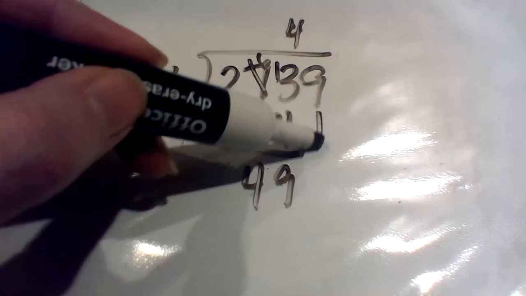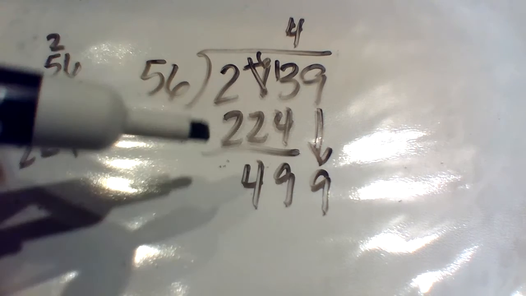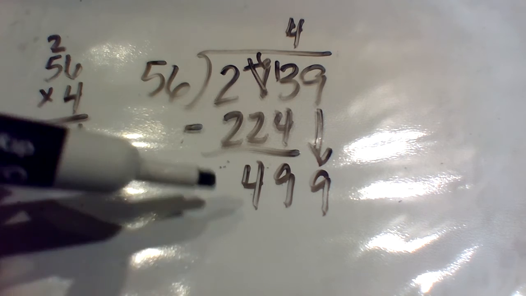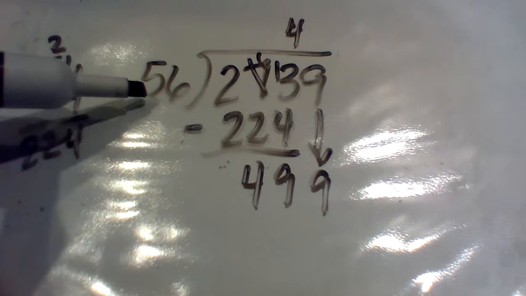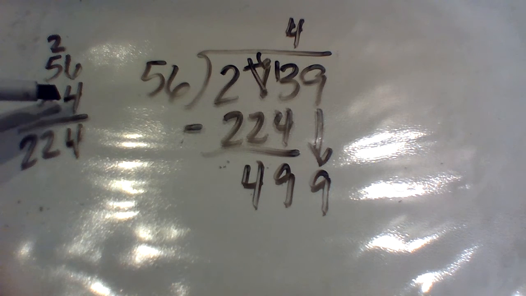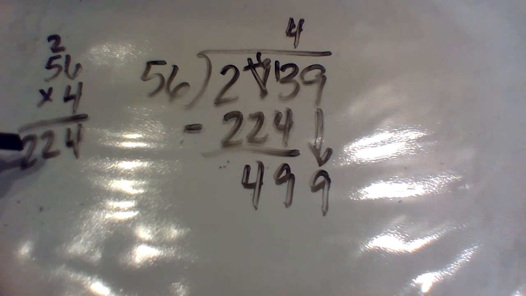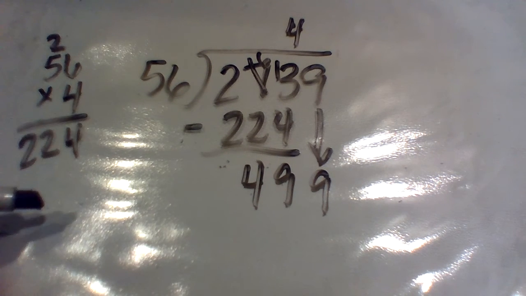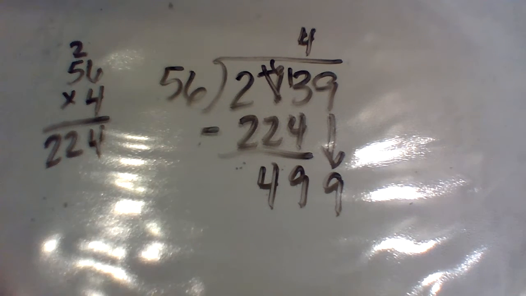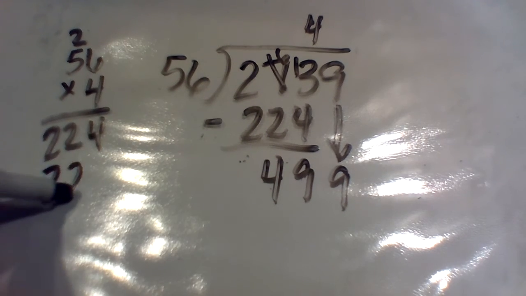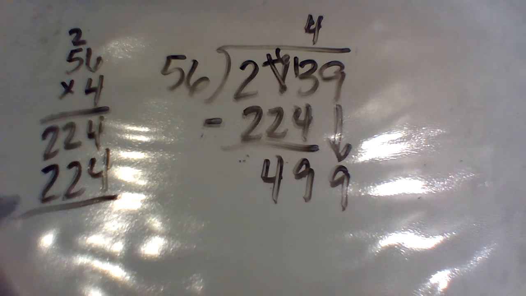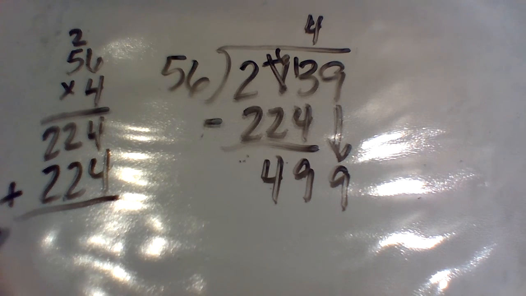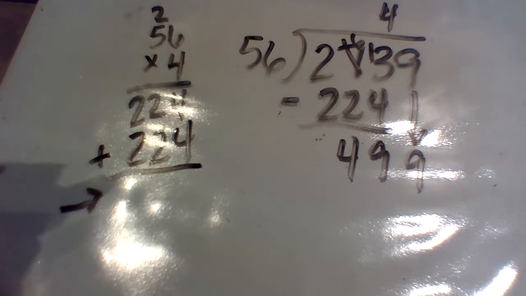So now I'm going to bring down my 9. Now I have 499, and I'm making groups of 56. I know that 4 groups of 56 is 224. So I'm going to see if I do another 4 groups. So this will be 8, right? I'm going to show you. I'm going to do 224. So the answer to this here, so you can see what I'm writing. This is like 8 groups.